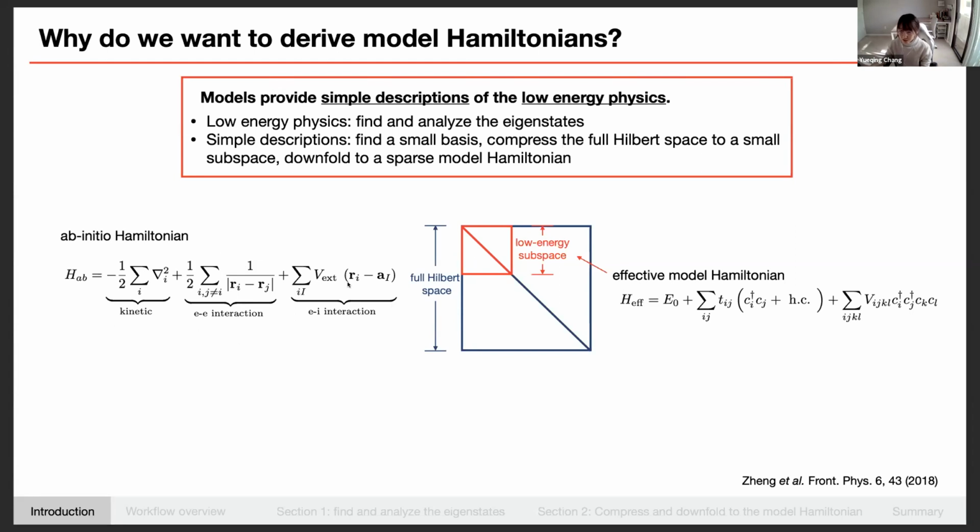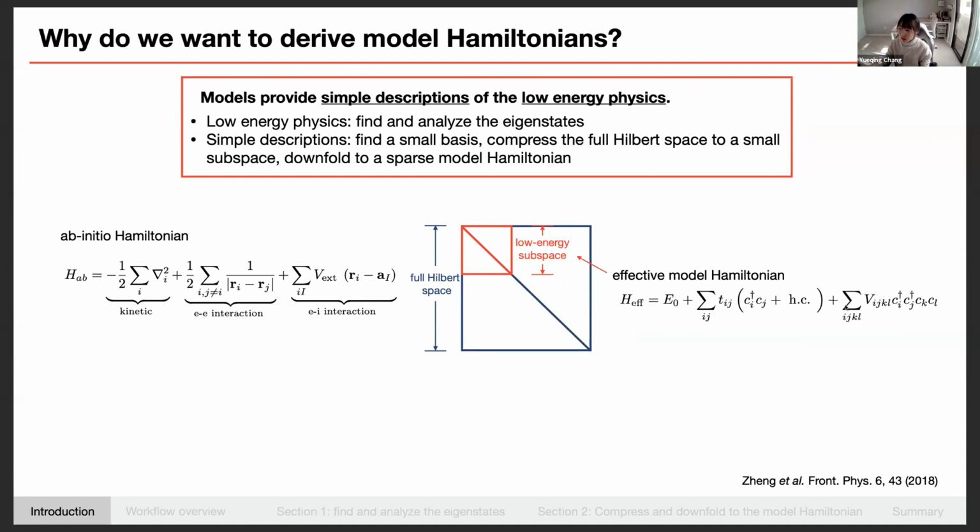So the eigenstates of this ab-initio Hamiltonian really form the full Hilbert space of our system. And this full Hilbert space contains many of these high energy parts, which are impractical to track down and also unnecessary for us to understand the low energy physics. What we really care about is just the low energy subspace that is spanned by the first few eigenstates. And the effective model Hamiltonian is designed to accurately describe this low energy subspace.